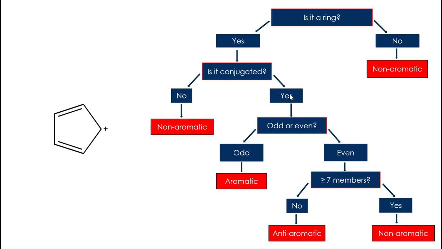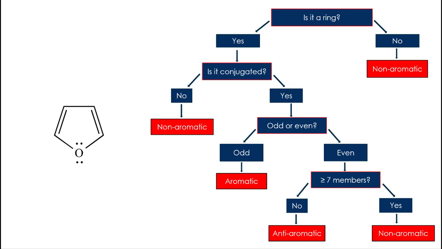And so we'll go yes, odd or even. So we've got 1, 2. There are no lone pairs, so 2 is even. And so does it have at least 7 members in the ring? And if we count, here we have a 5-membered ring, so the answer is no, and this molecule is anti-aromatic.